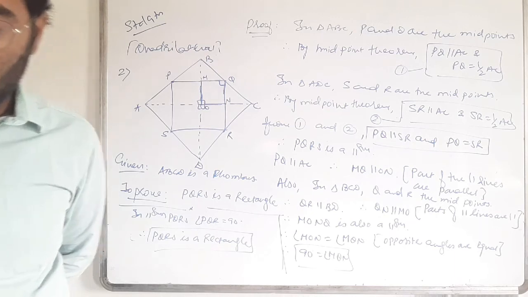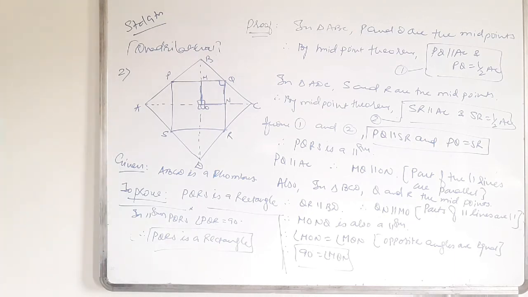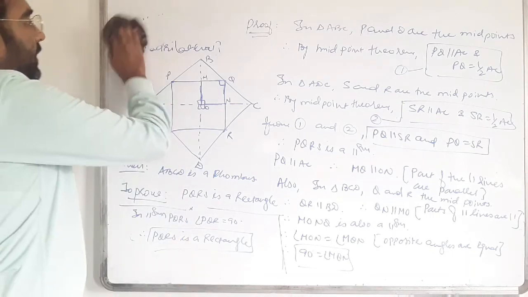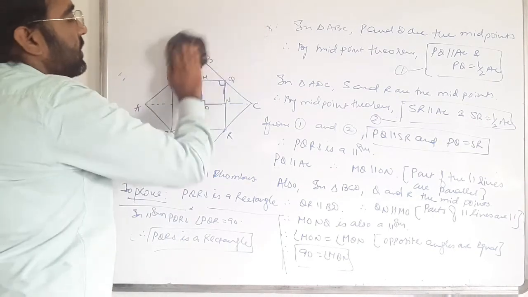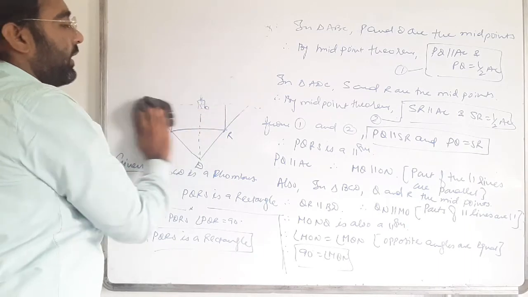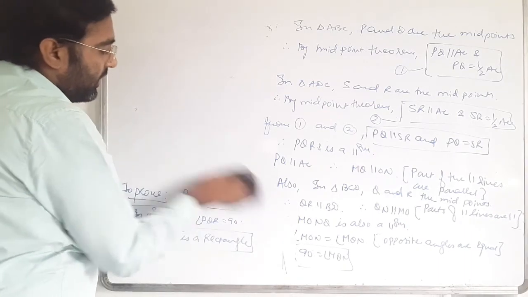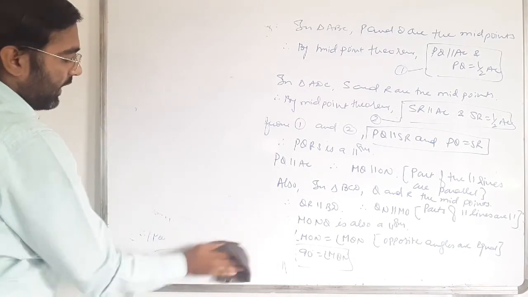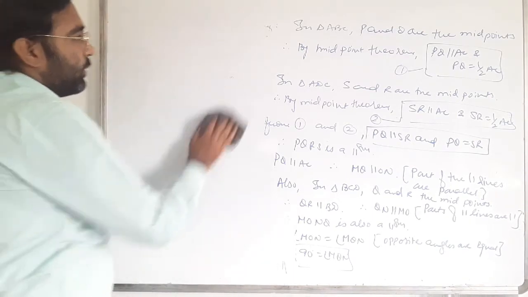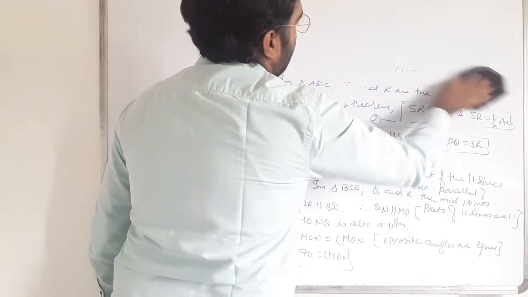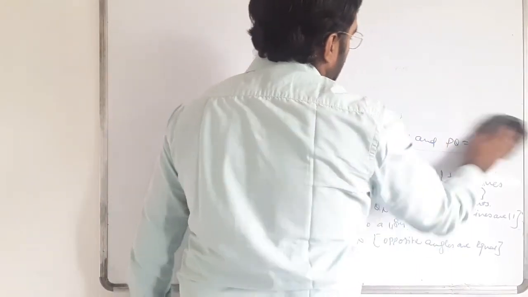Clear? Now we have to move to question number 4, not 3. First of all we take question number 4 because it's an easy one and shorter than question number 3, and because of the lack of time, we take question number 4 first. Next session we will move to question number 3.